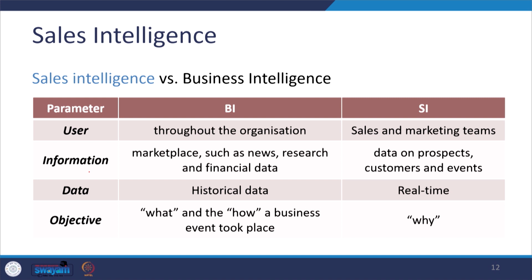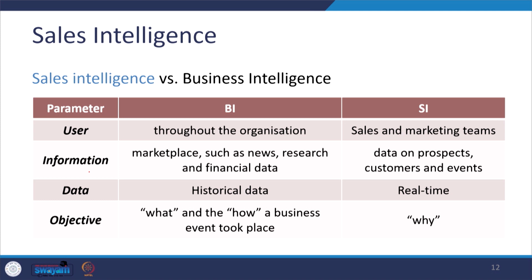So, here are the key differences between business intelligence and sales intelligence. As per the user of concern, BI is used throughout the organization, especially by enterprise analysts or you can say business analysts, whereas sales intelligence is mostly used by sales and marketing teams. In terms of information pertaining to these particular softwares, BI uses marketplace information such as news, research and financial data, whereas in sales intelligence tools, we are focusing mainly on information related to prospects, customers and even events.